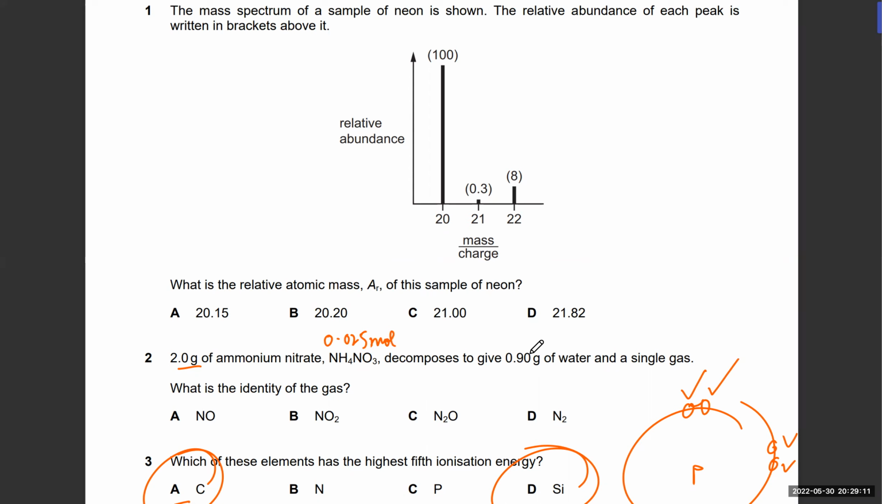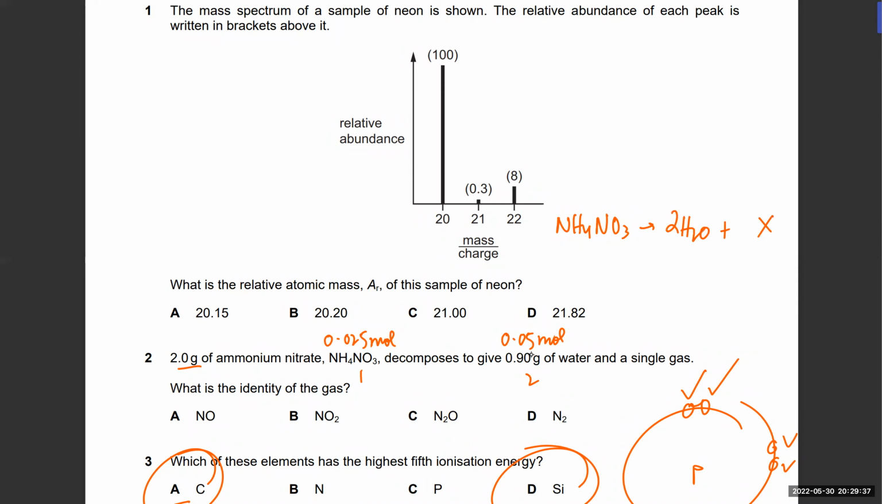And this is 0.9 grams divided by 18. What do you get for that? It's 0.9 divided by 18. So is that 0.05 moles? Yes. So it's 1:2, right? So 1 ammonium nitrate produces 2 molecules of water, right? That's the ratio that we are getting.